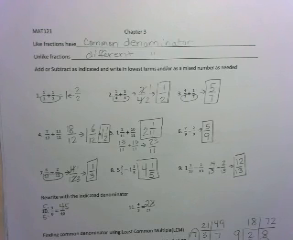Alright, so now we're going to add our fractions, and between 7, 4, and 2, my common denominator would be 28.